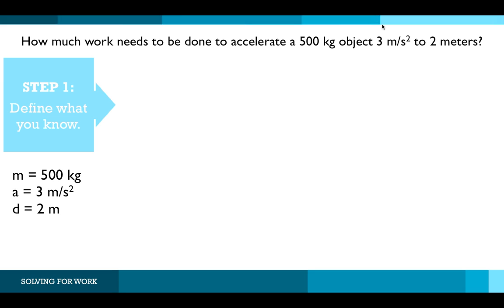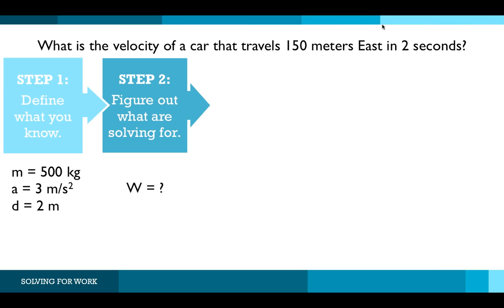So the first step whenever solving any of these difficult math problems is to start off by writing down what you know. So what does the problem tell us? Well, we have a mass of 500 kilograms, an acceleration of 3 meters per second squared, and a distance of 2 meters. So step 2, what is the problem asking us? Oh, and we've got a typo. It should say, what is the work? Or how much work?